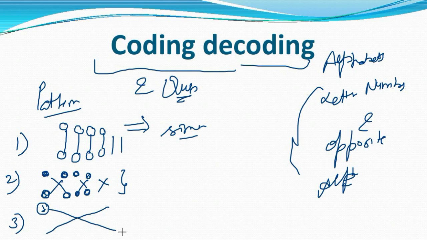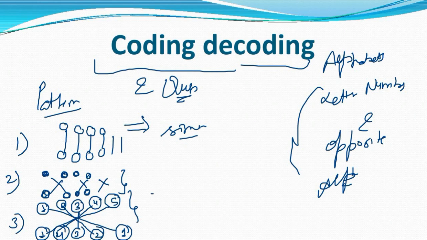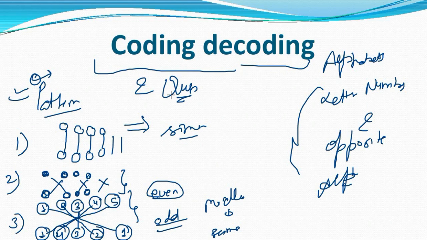The third pattern is reverse pattern. The first letter will shift to last, and the last letter will shift to first, and the second letter will shift to second last, and the fourth letter will shift to second, and the third one remains the same. If the number of letters is even, every pair of letters will interchange, and if the number of letters is odd, the middle letter will be the same. Here there are three types of pattern, and with these patterns we will discuss the questions.